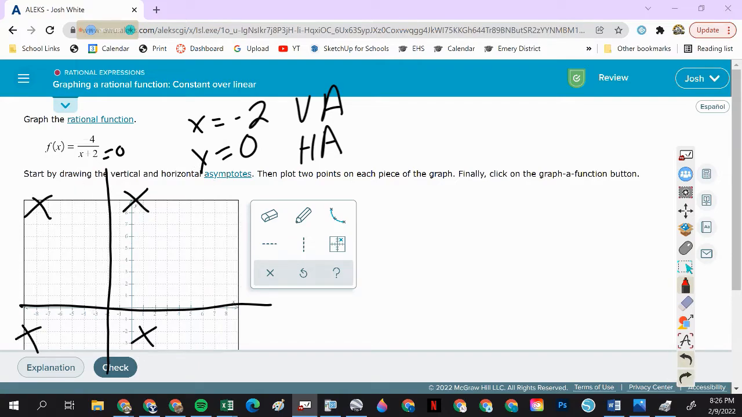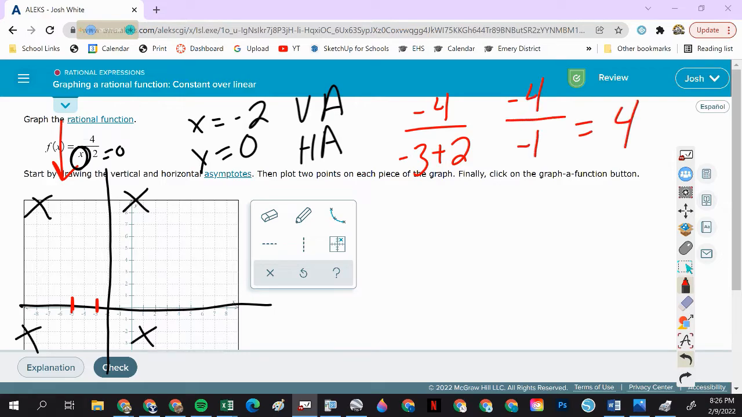So we need to pick 2 points on this side. And you can pick any number you want as long as it's not a vertical asymptote. So I could choose the numbers, let's say I choose -3 and -5. So I plug those in. -4 over -3 plus 2. I'm just putting -3 in there. That gives me -4 over -1, which is 4. So I put a point at -3, 4. So -3, 4. There's a point.